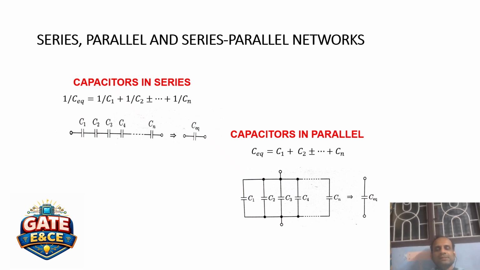Similarly, for capacitances in parallel, if they are connected across each other, then C equivalent, which is the equivalent capacitance of all capacitors, is given by the expression C1 plus C2 plus so on up till Cn.